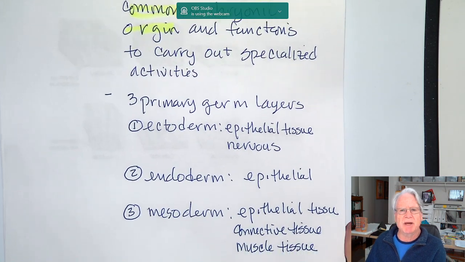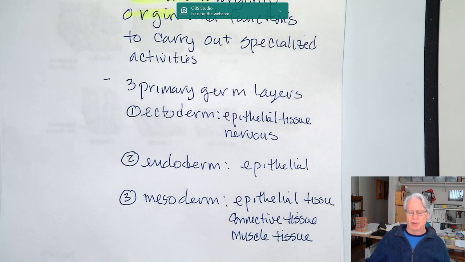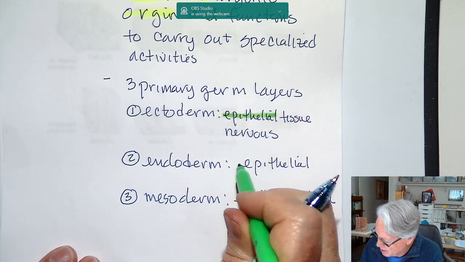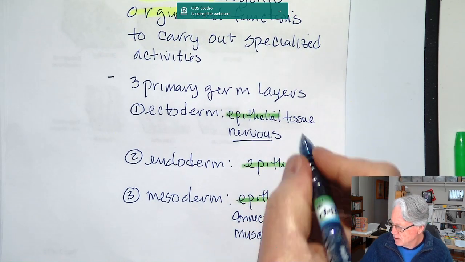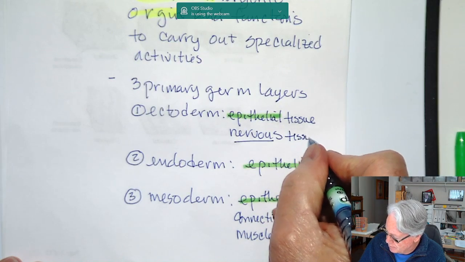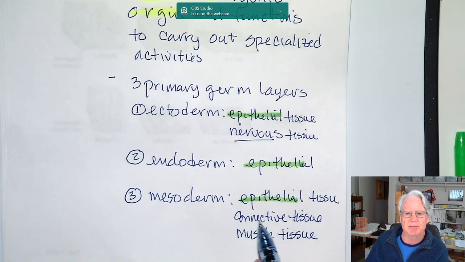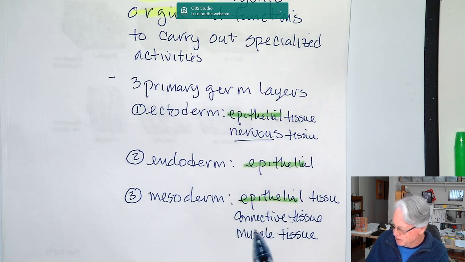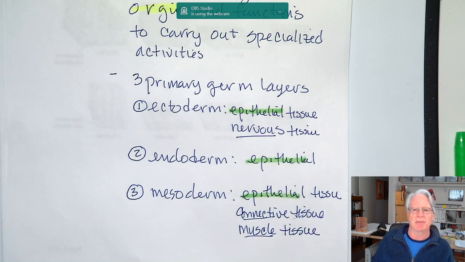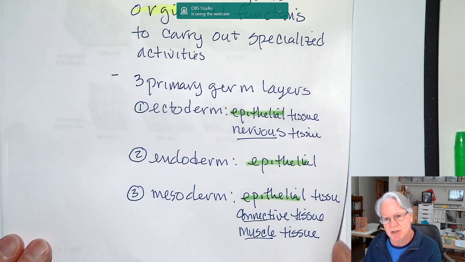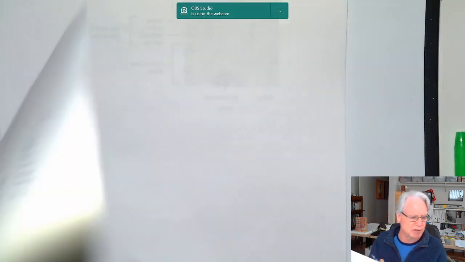So you have these three primary germ layers, and each one of them is going to give rise to epithelial tissue. So notice that each one of them is producing epithelial tissue, but only the ectoderm is producing nervous tissue. And only the mesoderm produces connective tissue and muscle tissue. Okay. While as the endoderm is only producing epithelial tissue all by itself. Okay, so let me show you a couple of images to help you visualize what we've been talking about here.